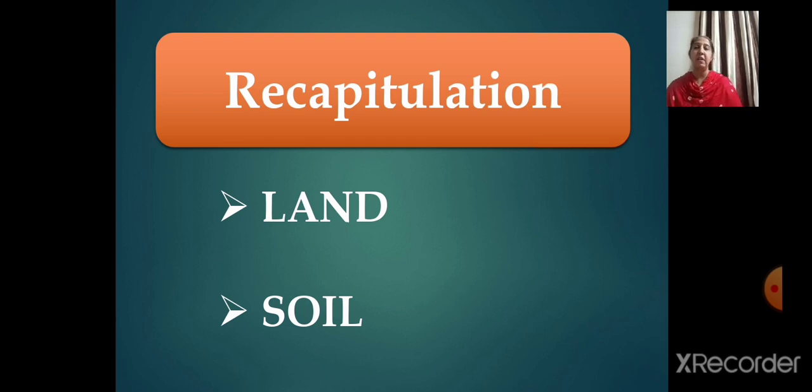Then in soil, we learnt about the factors of soil formation, as well as the degradation of soil, and then the conservation methods that need to be adopted for soil conservation. Okay, this is what we have done in today's session.